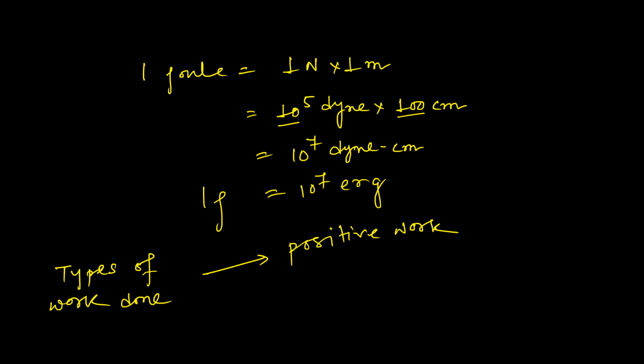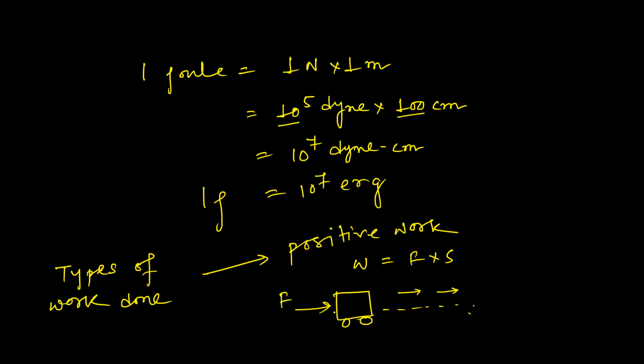Now what is positive work? We know the work done formula: work done equals force multiplied by displacement. If you apply some force on a particular object and the displacement is in the same direction as the applied force, then the work done is positive. Now I am taking one example, a body having two wheels, and I am applying some unbalanced force to this object. So obviously the object will be displaced in this direction.